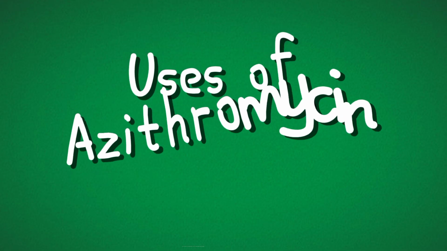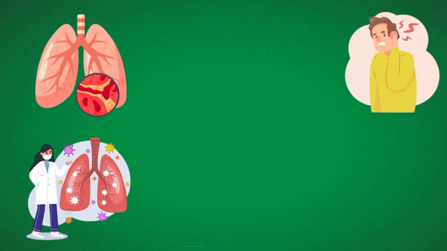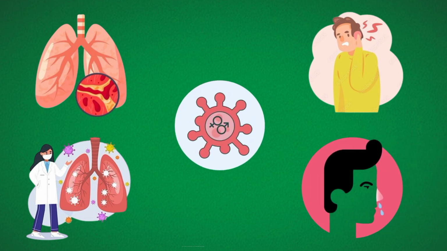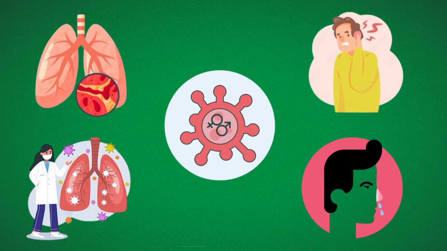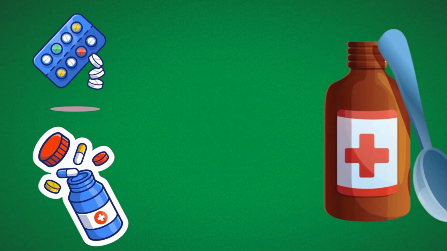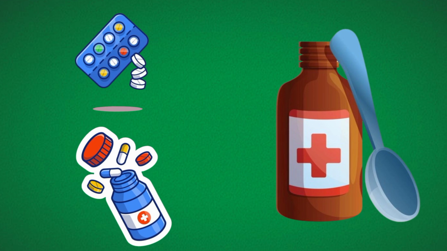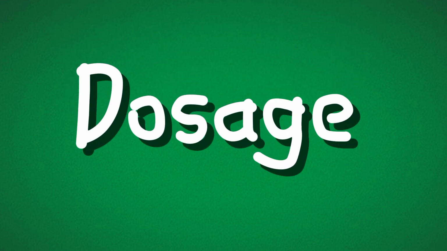Commonly, it's prescribed for respiratory infections like bronchitis, pneumonia, as well as ear infections, sinusitis, and even some sexually transmitted infections. Azithromycin is available in various forms, including tablets, capsules, and oral suspensions, depending on the type and severity of the infection. The dosage may vary.